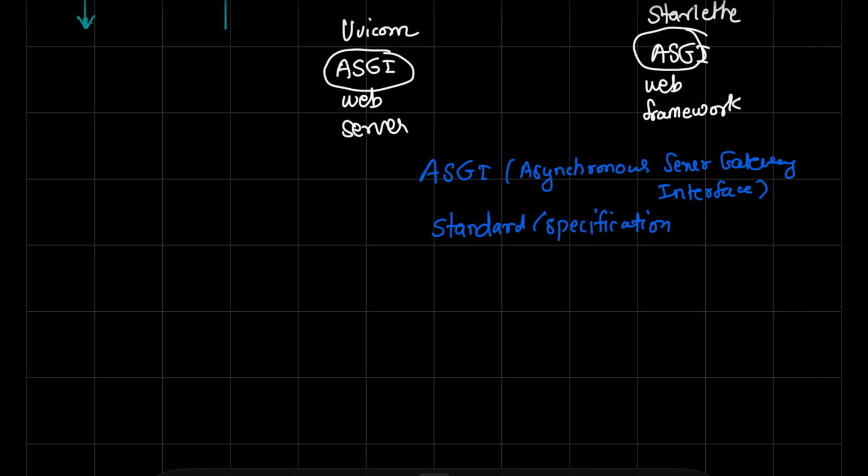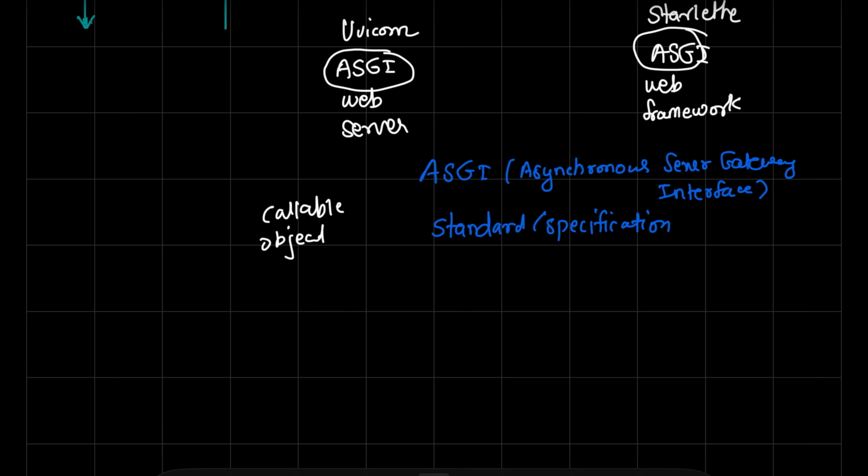Basically, the Uvicorn server and Starlette will both communicate based on some rules, based on some standard. Now what exactly do these rules look like? So see, there will be a callable object. They both will communicate.